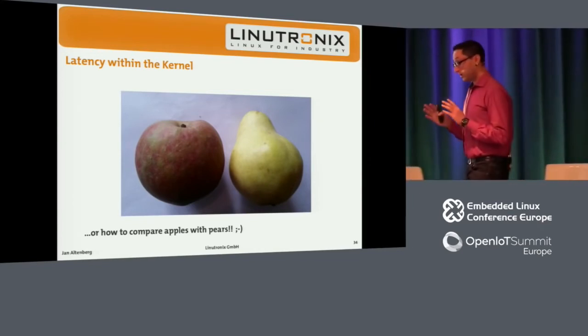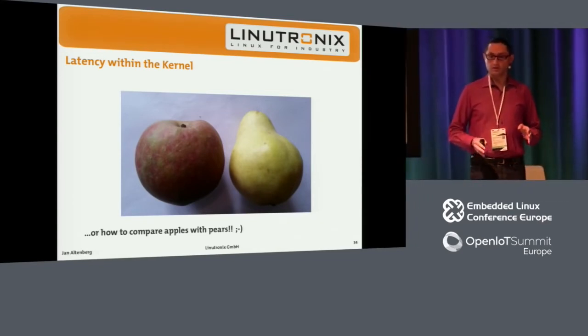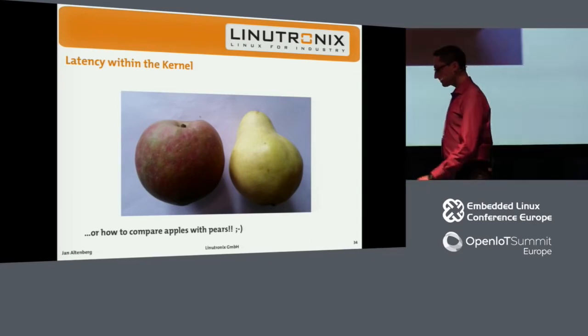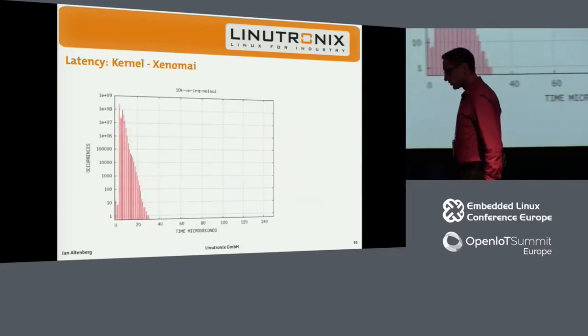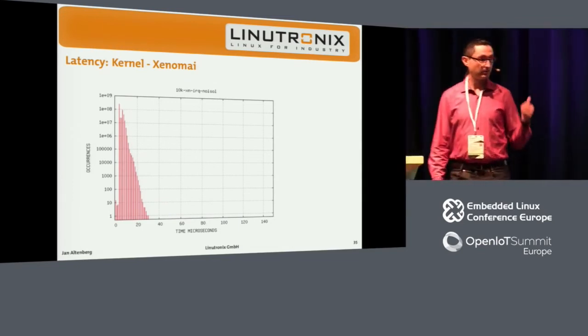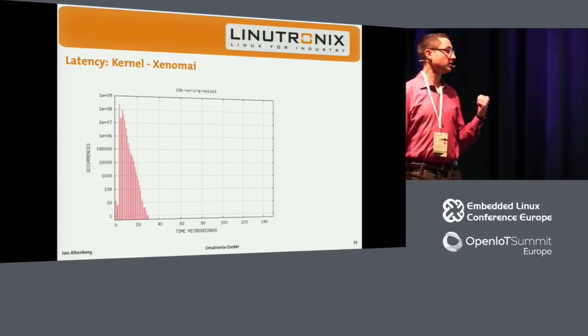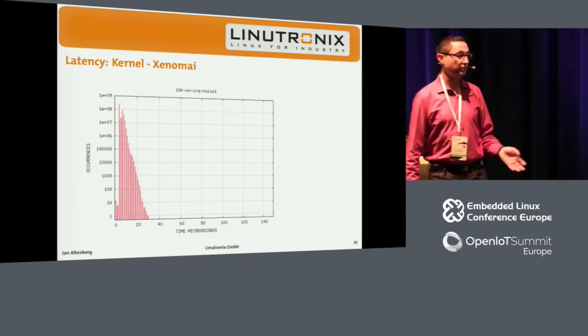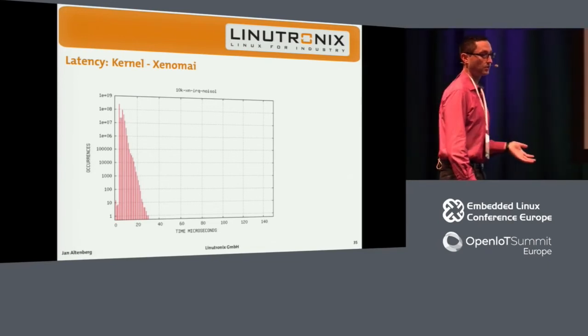But the results were actually quite interesting, so I would like to show the results right now. This is the result for Xenomai. And if you look on the internet, there are a couple of measurements where dual kernel approaches were 300 or 400% faster than a single kernel approach.